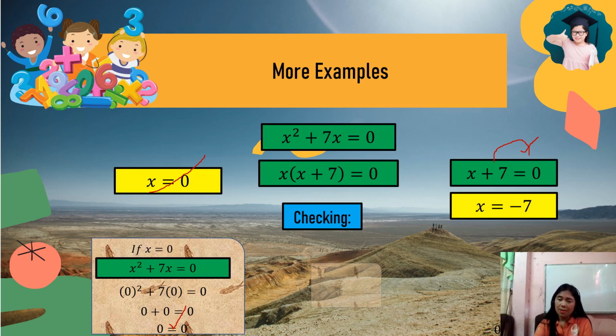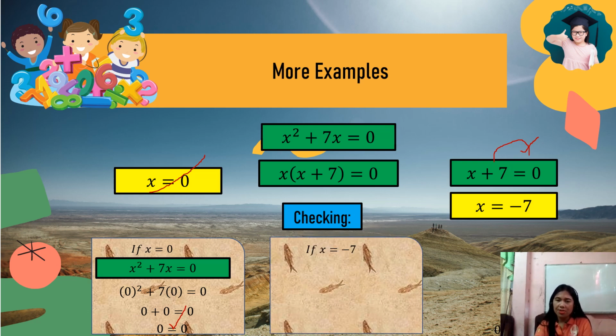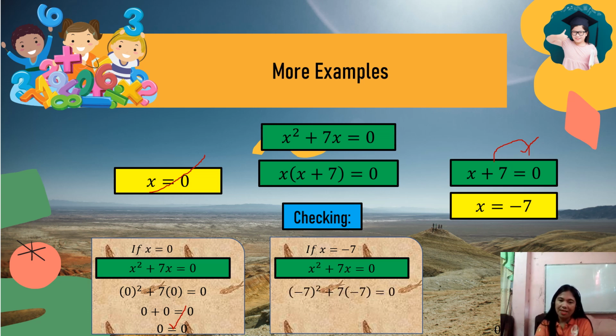Alright? Go back to the original equation. So, you have here x squared plus 7x equals 0. Substitute negative 7, x with negative 7, I mean. So, negative 7 squared is 49. 7 times negative 7 is negative 49. So, 49 minus 49 is 0. Again, negative 7 is one of the roots or one of the values of x for this equation. Okay? Let's proceed.